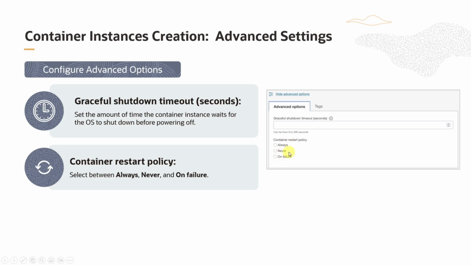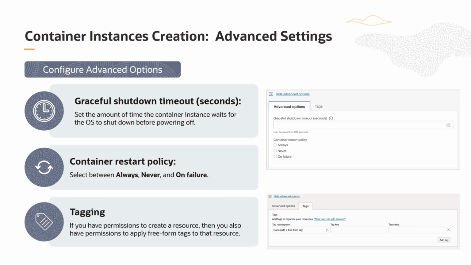If you go for never, containers never restart, regardless of the reason for their exit. If you choose on failure, containers restart only if they exit with an error, ensuring that specific tasks complete successfully. You can also add tags to the container instance under the Tags tab.